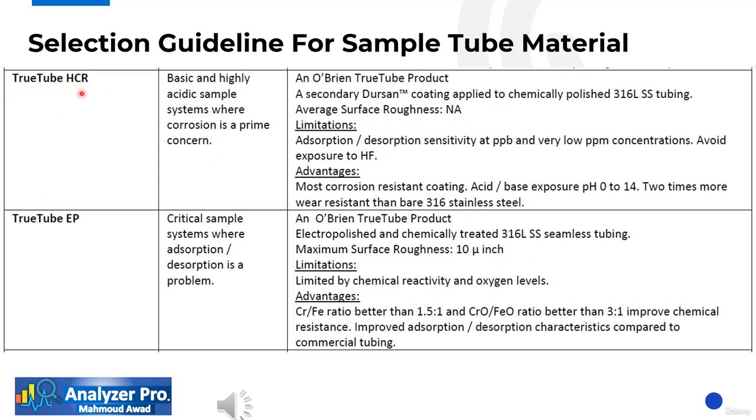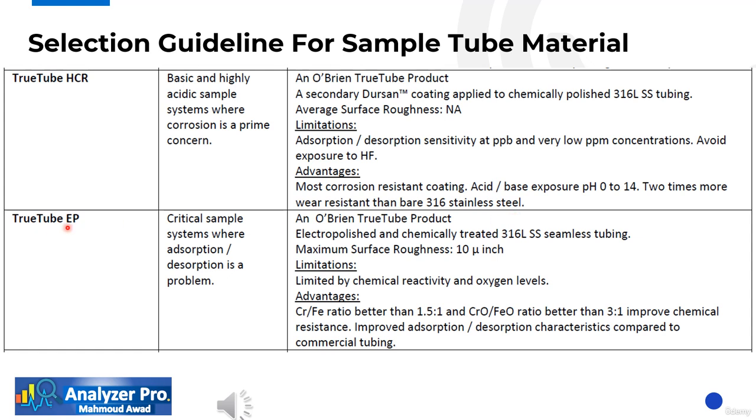TrueTube HCR is used for basic and highly acidic sample systems where corrosion is a prime concern. A secondary Dursan coating is applied to chemically polished 316L stainless steel tubing. Limitations are the adsorption and desorption sensitivity at part per billion and very low part per million concentrations. Its advantages are that it has the most corrosion-resistant coating. Acid and base exposure pH 0 to 14. 2 times more wear resistant than bare 316 stainless steel.